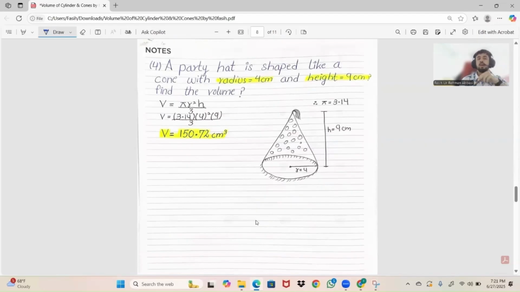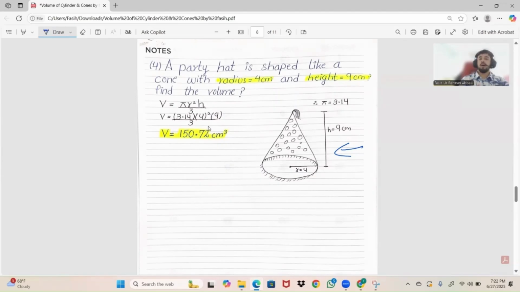Okay, a party hat is shaped like a cone with radius 4 centimeter and height 9 centimeter. Find the volume. I made the party hat. I hope it's cute. Volume is pi r squared h by 3. We know all party hats are just like cones, like traffic cones, like ice cream cones. Yeah, this is a cone.